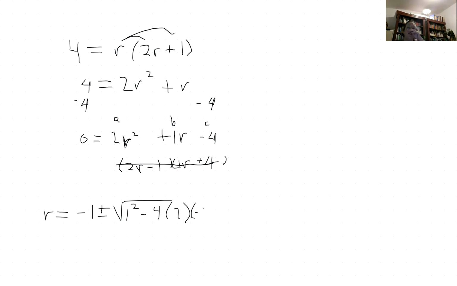So here we have -4 times 2 is -8, times -4 again would be a +32. 1 plus 32 is 33. So we've got -1 plus or minus the square root of 33, which can't be simplified. We break it down into its primes. We have 11 times 3. There's no squares under that radical, so you can't simplify further. And 2 times 2 is 4 in the denominator. Okay, so that would be our final answer.